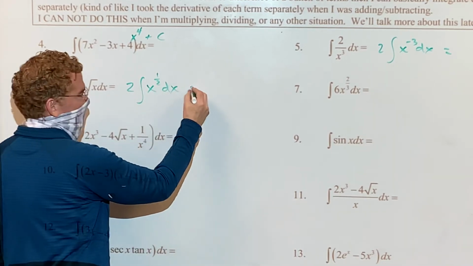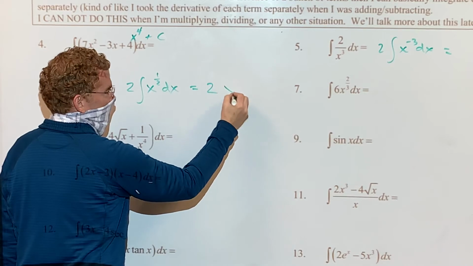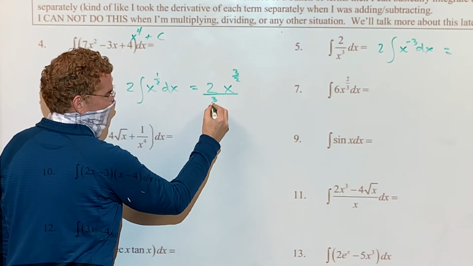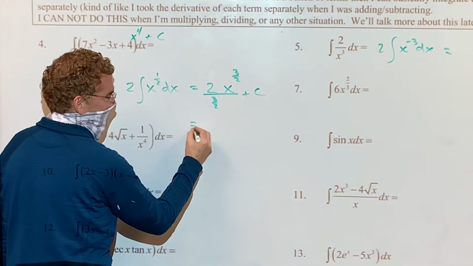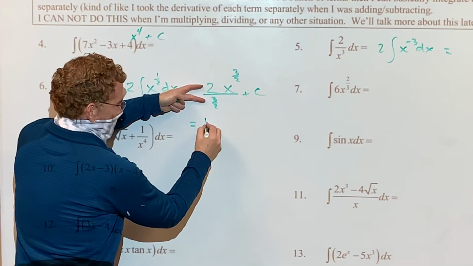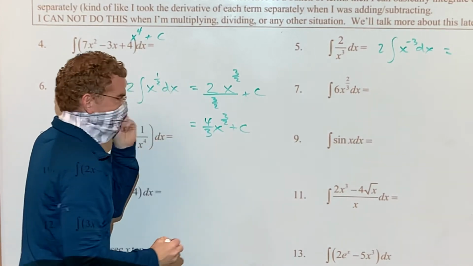Now just to help you with it, right? Add 1 gives you what? 3 halves, and then you do what? Divide by 3 halves, plus C. What is dividing by 3/2 the same as? Multiplying by 2/3. So you'd end up with 4/3 x to the 3/2 plus C.